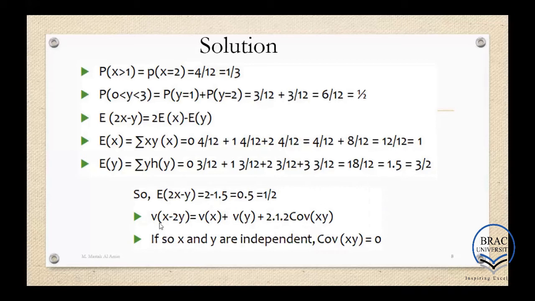Similarly, we can also calculate the variance of x minus twice y. For this form, we can write variance of x plus variance of y plus 2 times covariance of xy. But here covariance is 0. Why? Because x and y are independent. So we have already known how to calculate variance of x and variance of y.